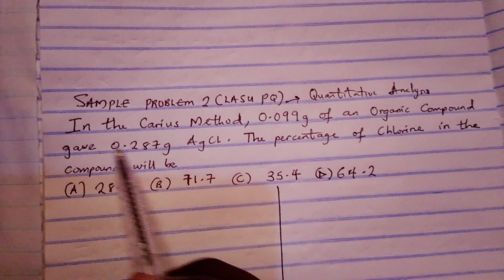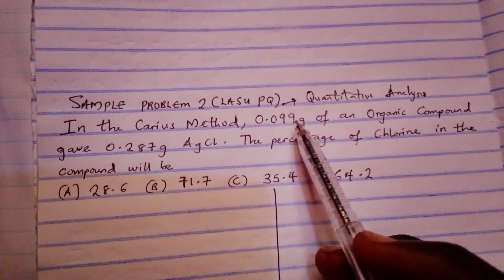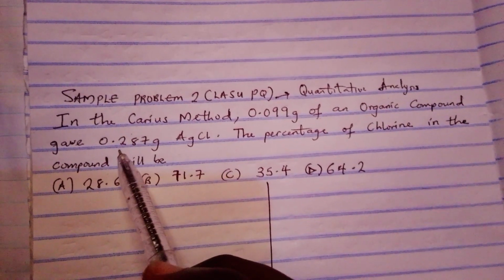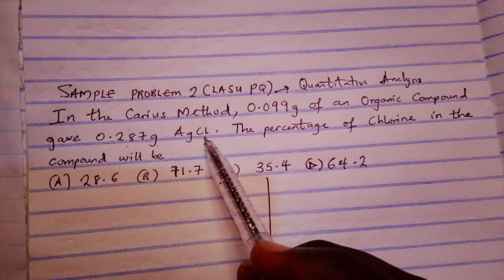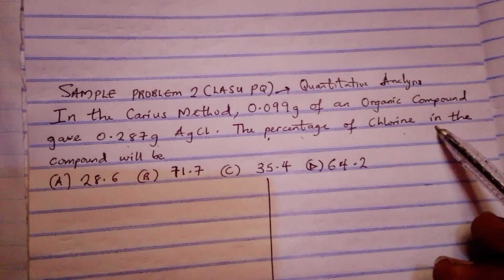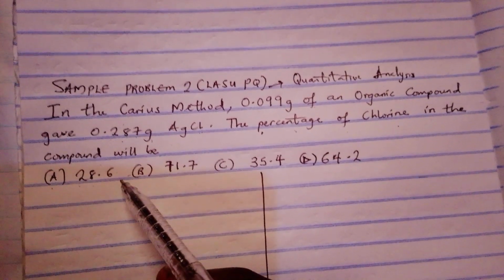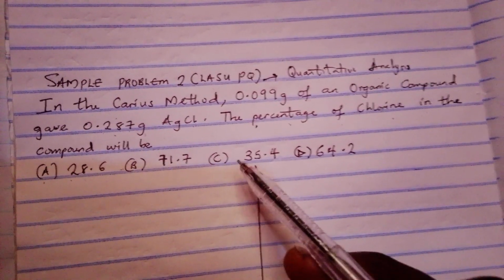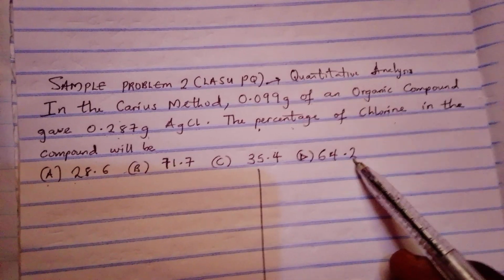Now, this question says in the Carius method, 0.099 gram of an organic compound gave 0.287 gram of silver chloride. The percentage of chlorine in the compound will be A 28.6, B 71.7, C 35.4, D 64.2.